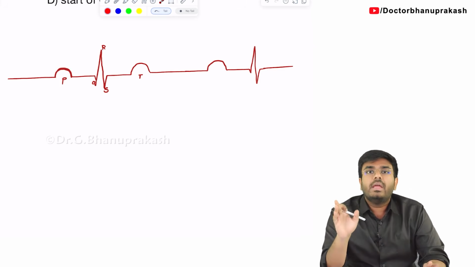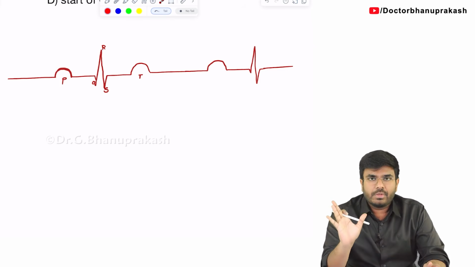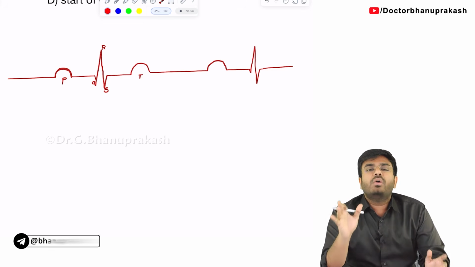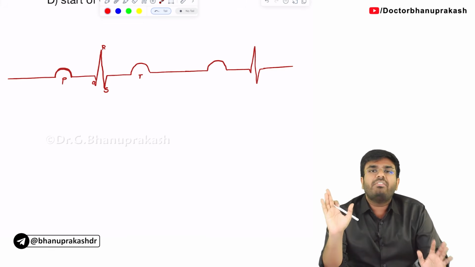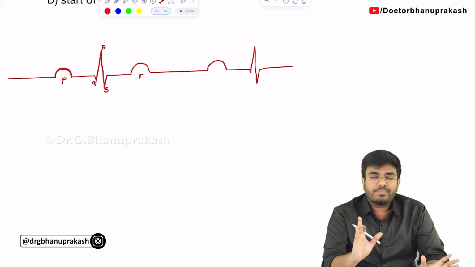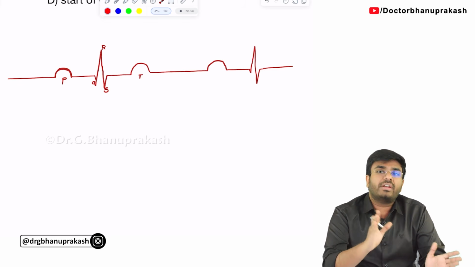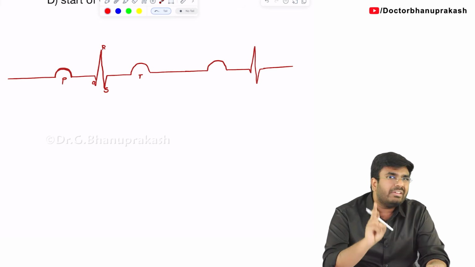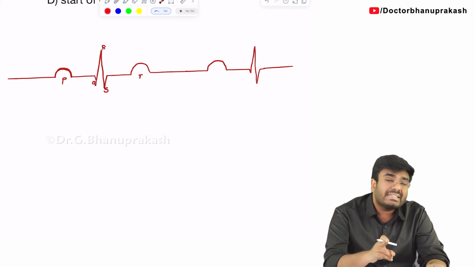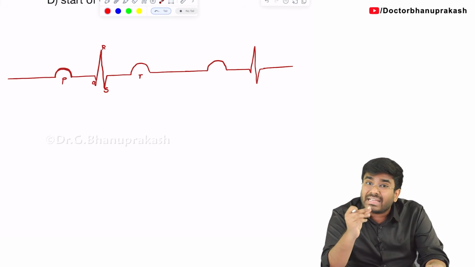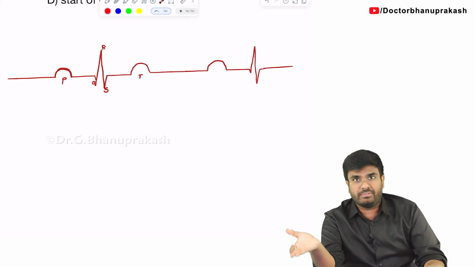Never ever say atria is contracting at the P wave. Usually students will get confused and say P wave means atrial contraction, QRS means ventricular contraction, T wave means ventricular relaxation. This is what students say. No. First, you need to understand there are two different things. Electrical events are different and mechanical events are different. First, there will be an electrical event followed by a mechanical event.